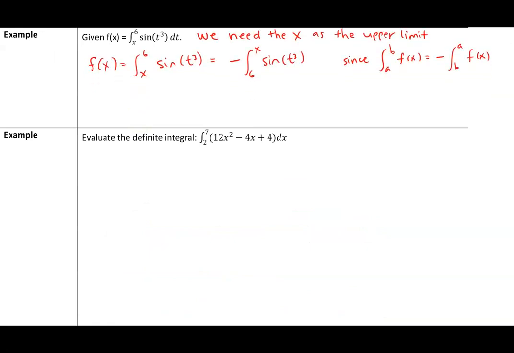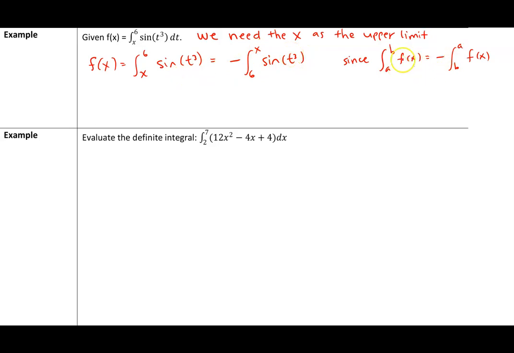Now, first off, we need x as the upper limit. So because we need x as the upper limit, we're going to switch the 6 and x. Right now we have x to 6, but we want x to be the upper limit. So we're going to switch this from 6 to x. And then we learned in 5.2 that if we switch the limits of integration, then we just make this a negative. So this equals negative integral from 6 to x of sine of t cubed.